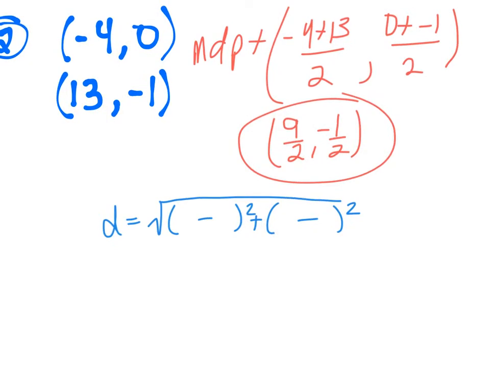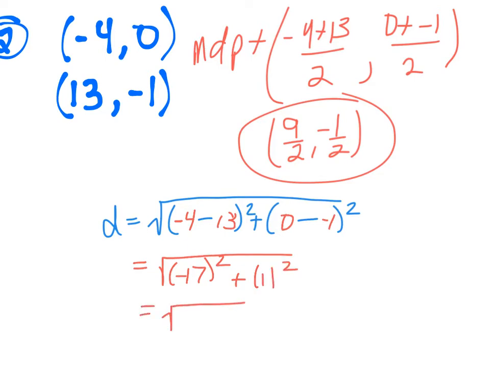Distance. What do I do? How do I find distance? X minus X. Okay. So I have negative 4 and 13, right? And 0 and negative 1. All right, I just made these up so these numbers are a little bigger than I anticipated, but you're fine. What's negative 4 minus 13? Negative 17. And then what's 0 minus 1? Or 0 plus 1, I'm sorry. 1.